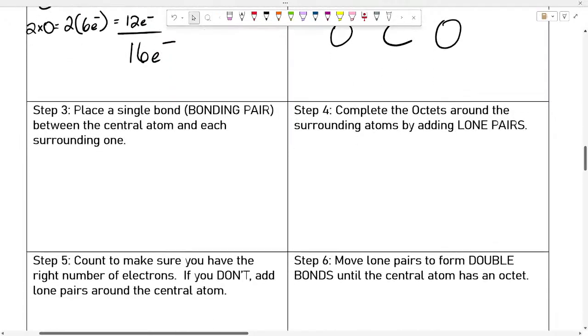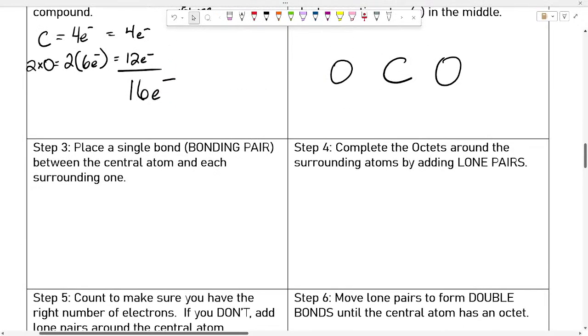Now, the first thing we're going to say is, okay, we know this is a covalent compound, so between them there must be at least one covalent bond.